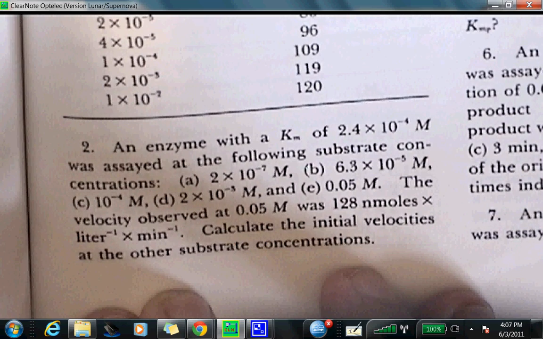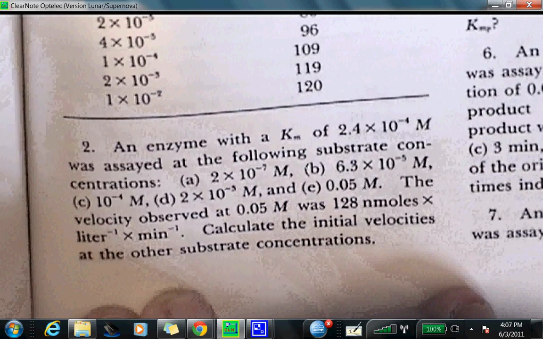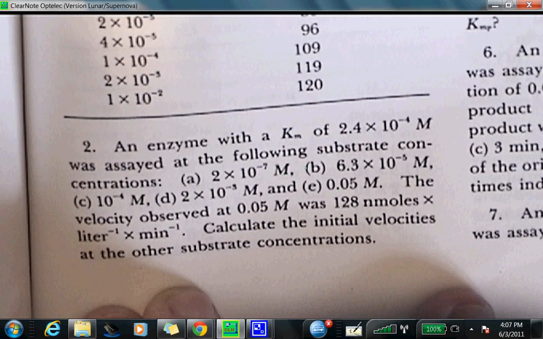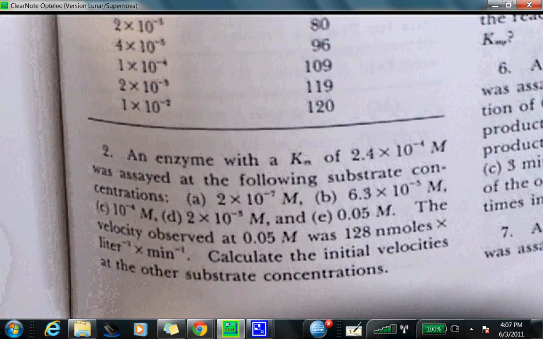I'm only going to do number A, because number B, C, and all those other ones are the exact same thing. The one I'm going to do is 2 times 10 to the negative 7th for that substrate concentration.